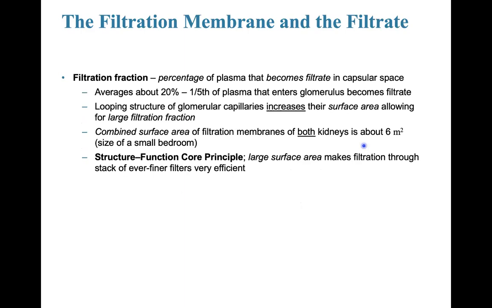The filtration fraction is the percentage of plasma that becomes filtrate in the capsular space. On average, it's about 20%, or 1/5 of the plasma that enters into the glomerulus becomes filtrate. The looping structure of the glomerular capillaries, if you notice, it was like a tuft that was just capillaries wrapped around itself, increases their surface area, allowing for a large filtration fraction. The combined surface area of the filtration membranes of both kidneys is about 6 meters squared, which is about the size of a small bedroom.